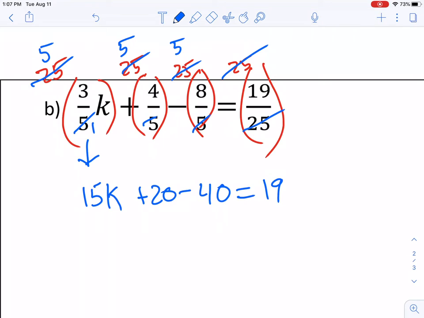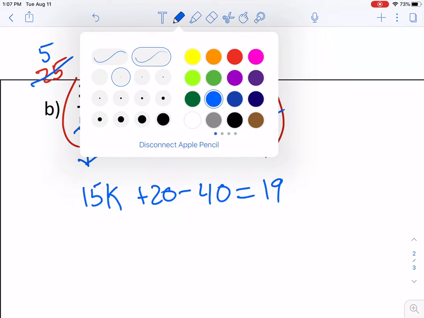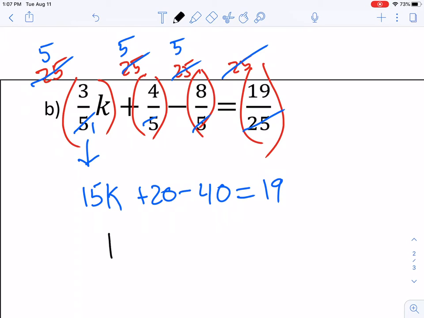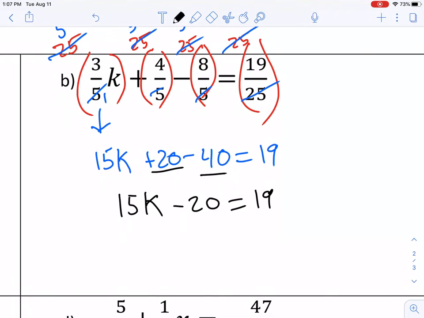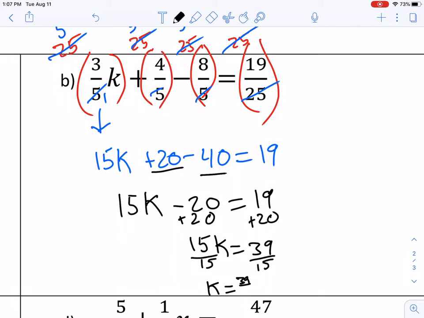So now I have to combine like terms. There's nothing to distribute, so I'm combining like terms. 15k doesn't have a like term, but 20 and negative 40 do. That becomes a negative 20. And then I'm adding 20 to both sides. So 15k equals 39. And then I'm dividing 15 to both sides, so that k equals 39 over 15.